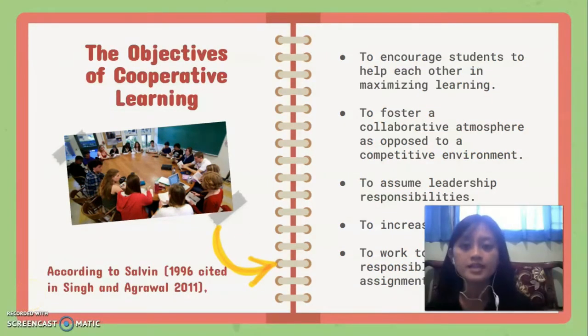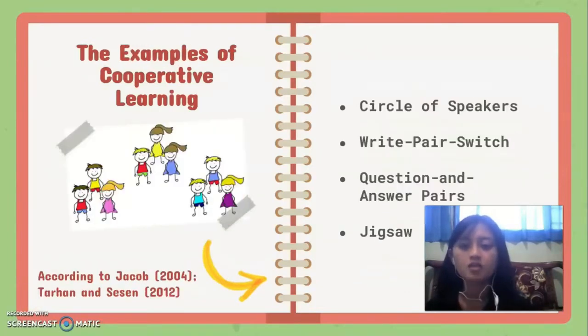So next are examples of cooperative learning. According to Jacob in 2004 and Tarhan and Sensen in 2012, there are 4 examples of cooperative learning. The first is circle of speakers, and second is write pair switch. Third is question and answer pairs, and the last is jigsaw.